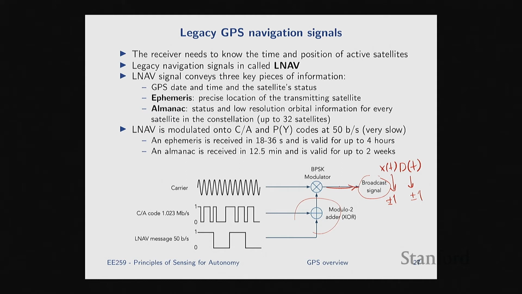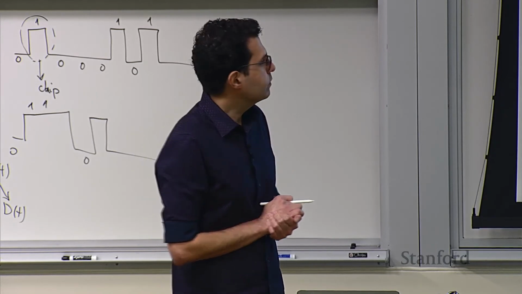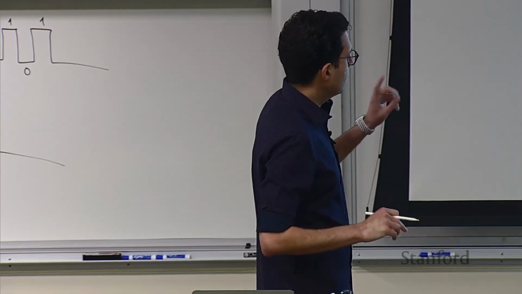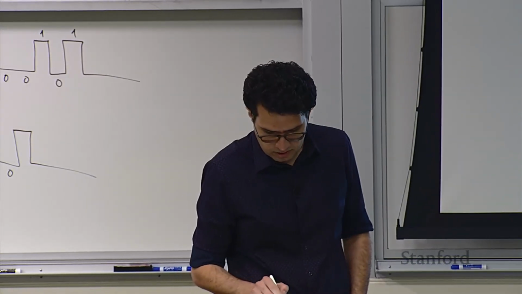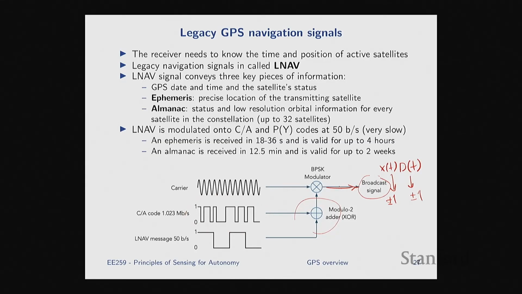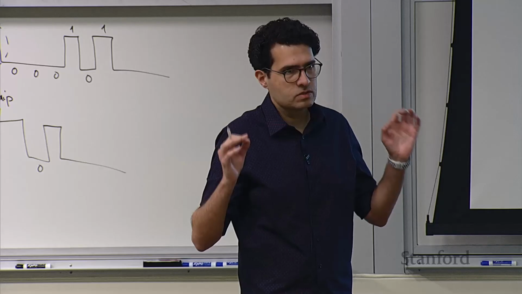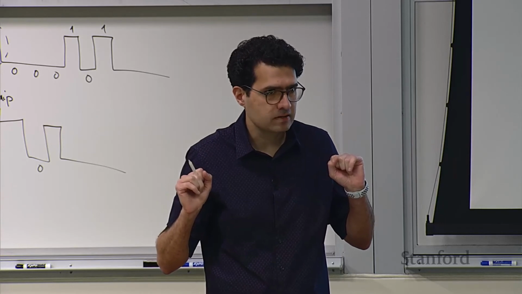Yes? Can you go over one more time what information is being conveyed through the coarse acquisition code? Okay, question: what information is being conveyed over the CA, or coarse acquisition code? So there is no human understandable information. It's just a binary sequence, seemingly random, of zeros and ones. And that's why it's called a pseudo-random noise, PRN sequence.